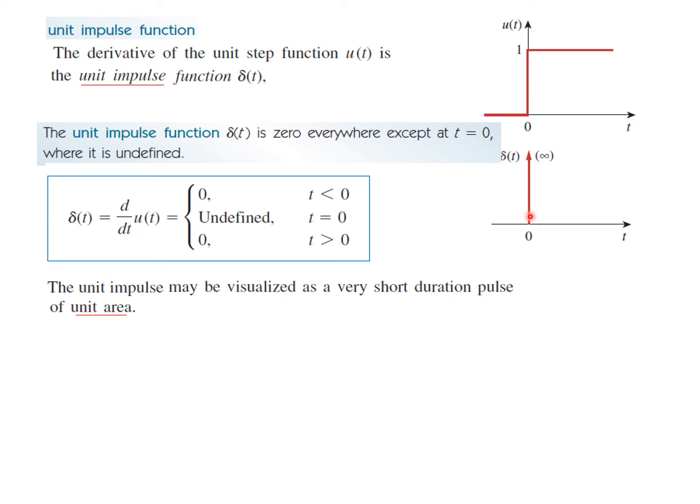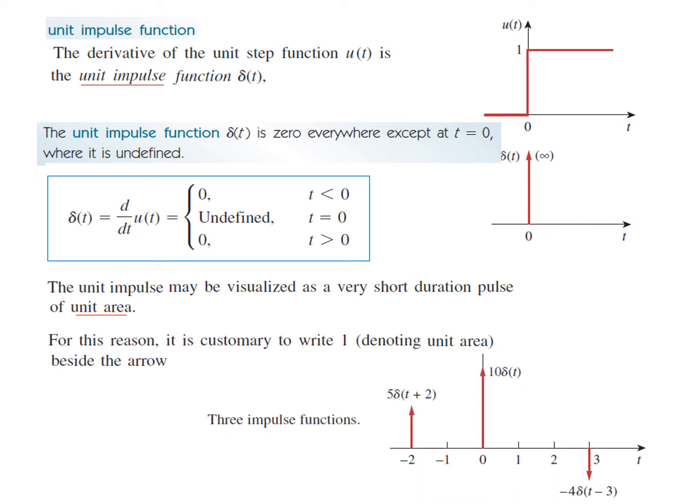That is, width multiplied by height is equal to 1. So we sometimes write 1 here instead of infinity, and that is why it is called the unit impulse function. It is customary to write 1, denoting the unit area.